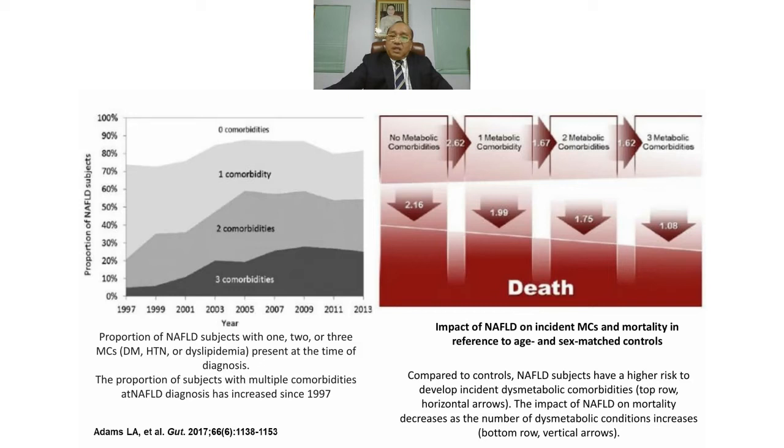The impact of NAFLD on incident metabolic complications and mortality, in reference to age- and sex-matched controls, is as shown. People with NAFLD, compared to those without NAFLD in age-matched controls, have a 2.6 times higher risk of getting one metabolic comorbidity. And it is more than 1.6 for two metabolic comorbidities and 1.62 for two to three metabolic comorbidities. And the death rate is higher in NAFLD than in the age-matched control normal population. The impact of NAFLD on mortality decreases as the number of metabolic conditions increases.